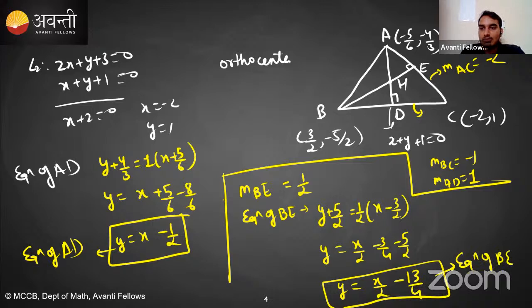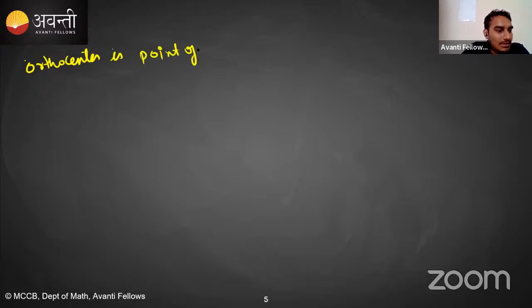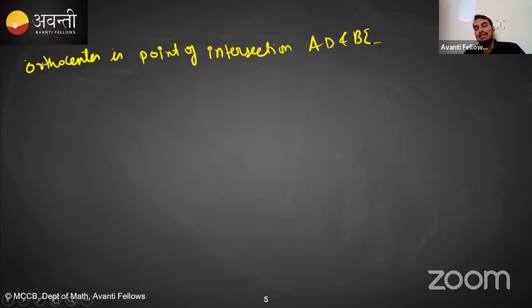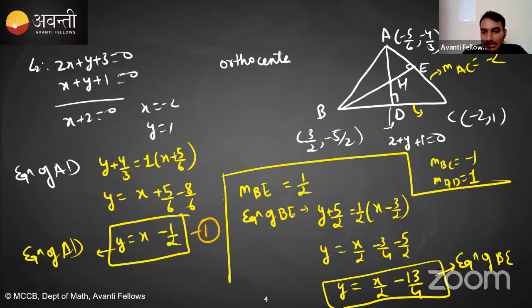So now how will you get the orthocenter? The orthocenter is the point of intersection of AD and BE, right? Is this clear, students? Quickly let me know, students. Is this clear? Right? Okay. So if it is clear, now solve these equations. Let's call this equation 1 and let's call this equation 2.